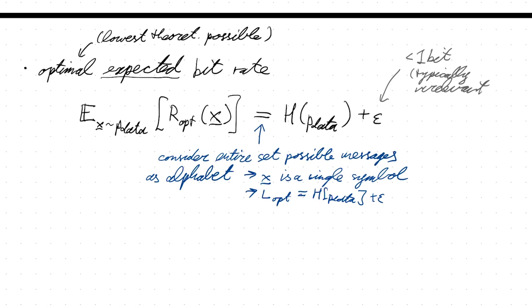That just follows from what we've learned about symbol codes, just reinterpreted in a different way. It tells us that there exists an optimal compression method that in expectation can compress data to its entropy number of bits. And in what follows, I'm going to leave out this epsilon part because it is so small.